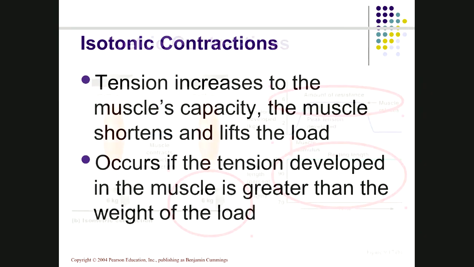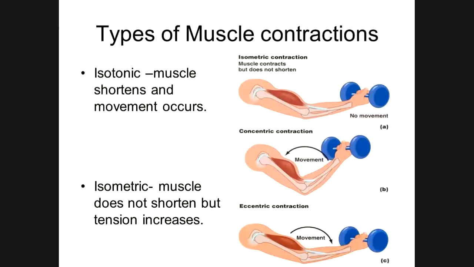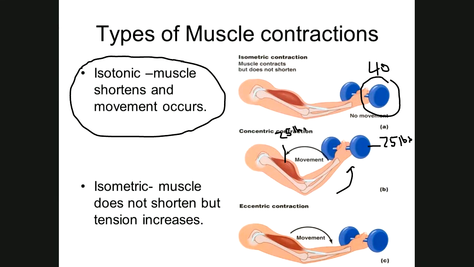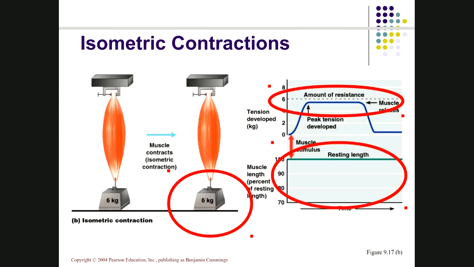And so if we look at it here, I took this weight, which was 40 pounds, and I took it off, and I put a 25 pound on. And 25 pounds is something I can lift. And so when I exert 25 pounds of tension, this muscle will be able to lift this. And when that is lifted, the muscle is going to get shorter. So that's isotonic.